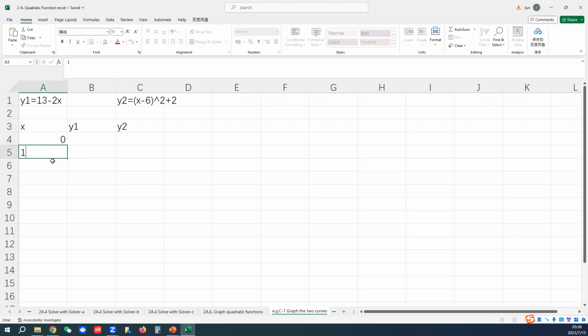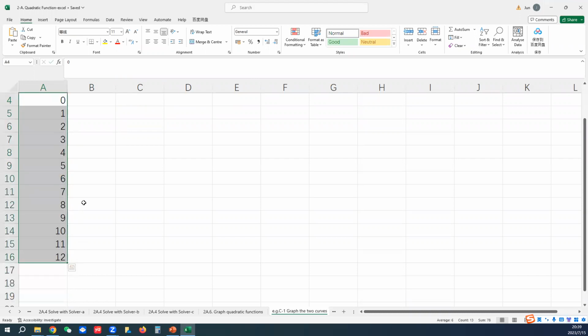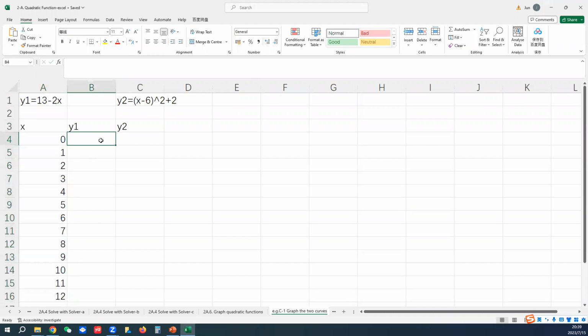So here, x from 0 to 1, okay? And then we can drag down. Look at the right bottom corner. It says 12 here. So that tells you we're dragging down to 12 with a unitary increment in x. Then y1, 13 minus 2 times of x.